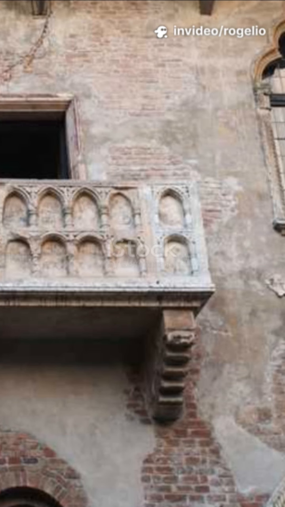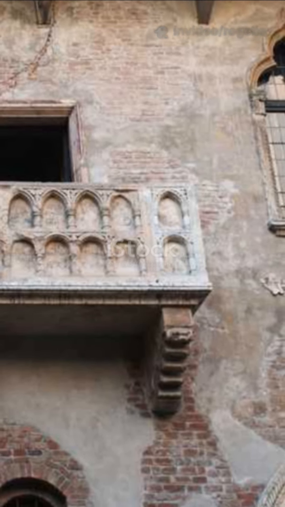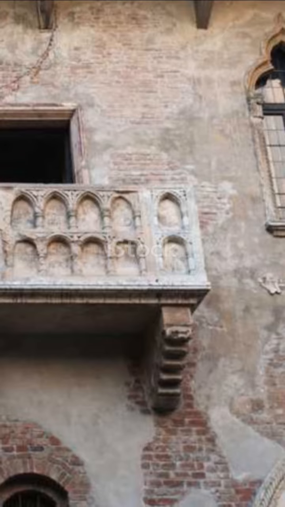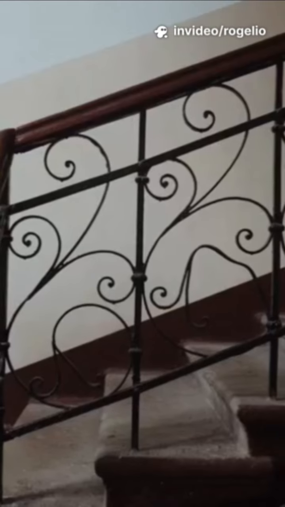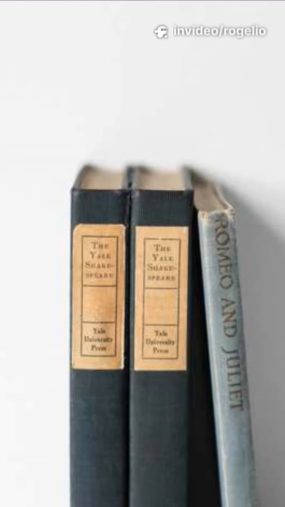Alright, let's kick things off. Every story has a plot, and a plot is just a fancy way of saying, what happens in the story? There are 5 big parts you want to look for: exposition, rising action, climax, falling action, and resolution. Let's use Romeo and Juliet as our example.